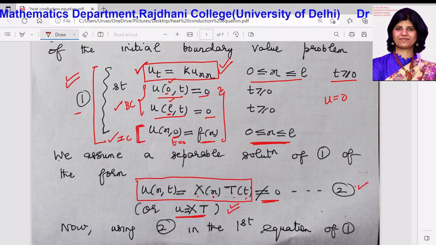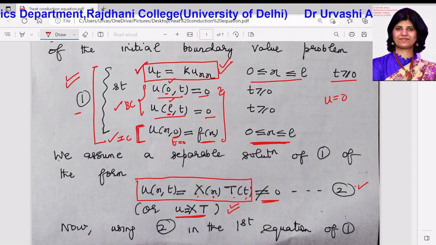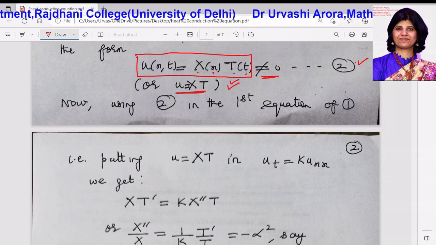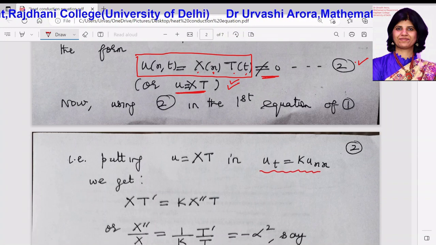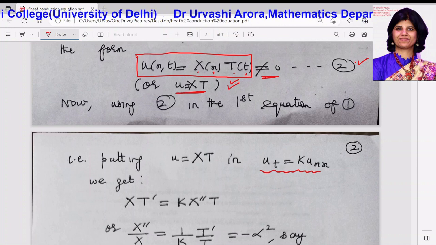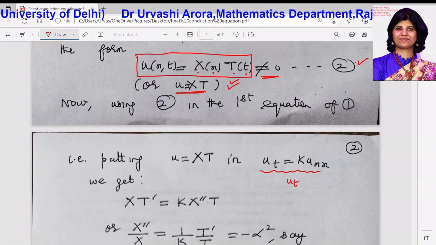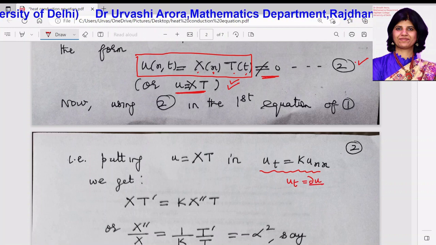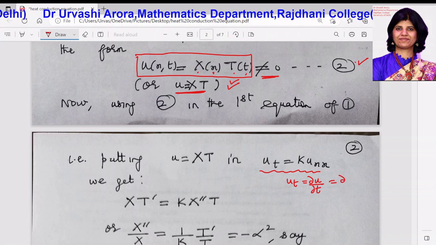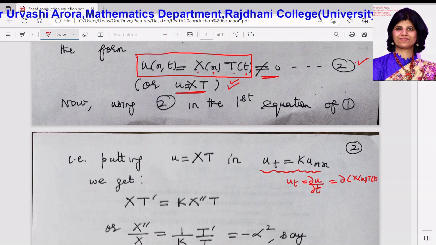which we have marked as 2, in the first equation of the problem 1. So, putting the value u is equal to X T in the first equation, u t is equal to k u x x. Now, when you put the value of u as X T over here, then u t means that you are differentiating u partially with respect to time, and the value of u is equal to X T, and X is a function of small x and T is a function of small t.